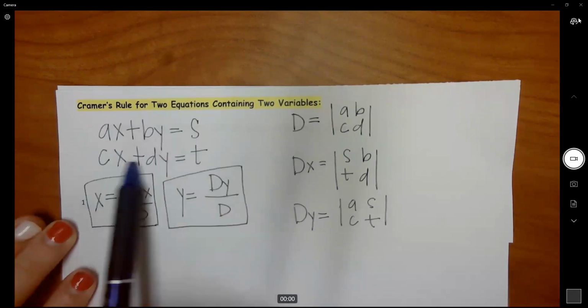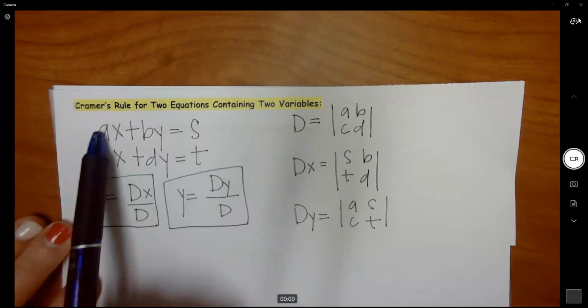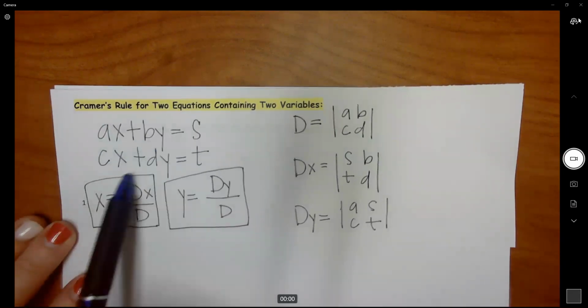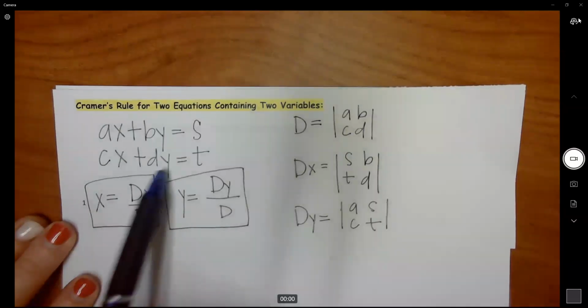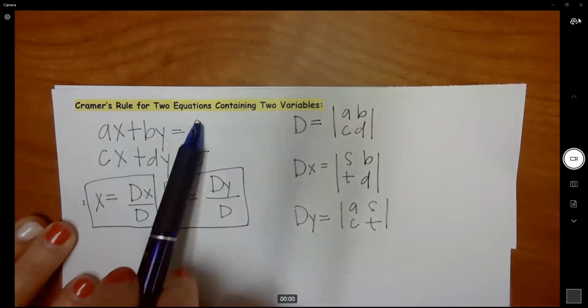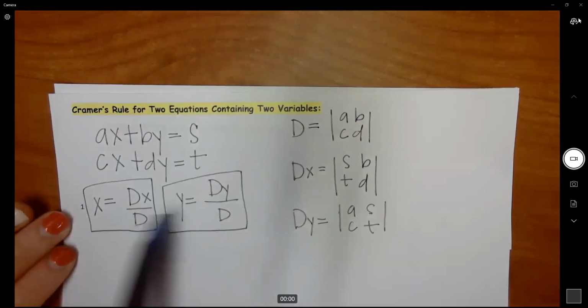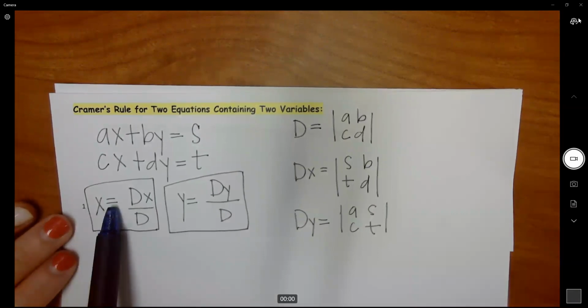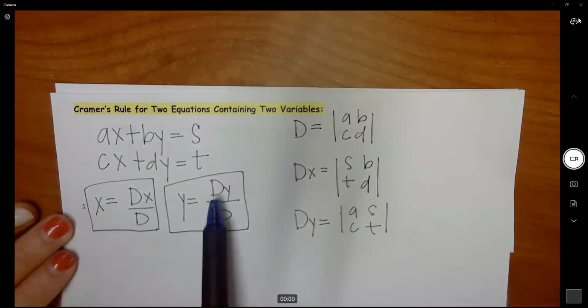If you're given 2 equations with 2 variables, we have ax plus by equals s and cx plus dy equals t. So x and y stay variables, but a, b, c, d, s, t are all numbers. To be able to solve this system of equations using Cramer's rule, we will use these 2 formulas to find x and y. X equals D sub x over D, and y equals D sub y over D.